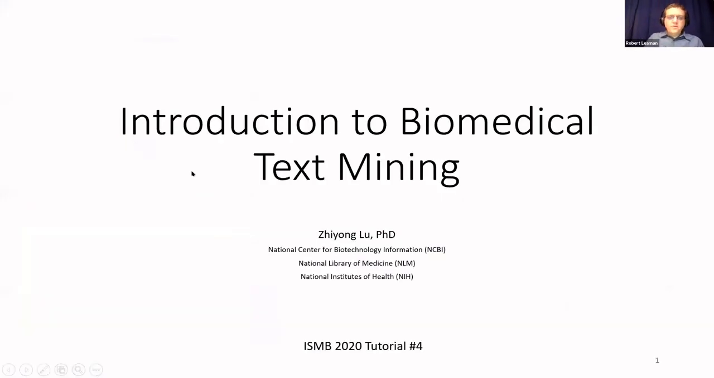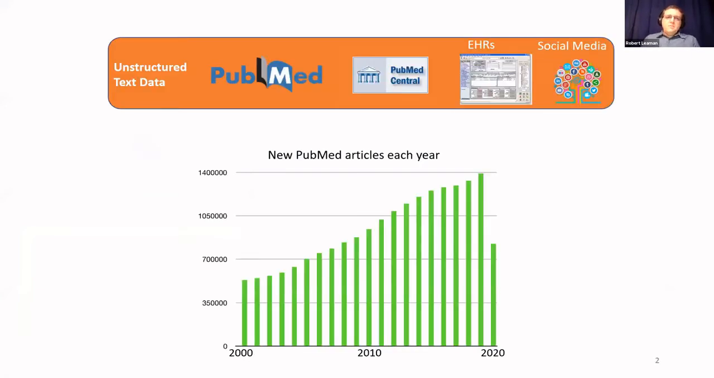So this first section: introduction to biomedical text mining. Biomedical text mining works with several different kinds of text. You can find, of course, published literature, such as you would find in PubMed and PubMed Central. But there's also electronic health records and social media, possibly even patents. The amount of literature is quite large. In fact, since 2000, the published literature itself has more than doubled the amount that we get per year.